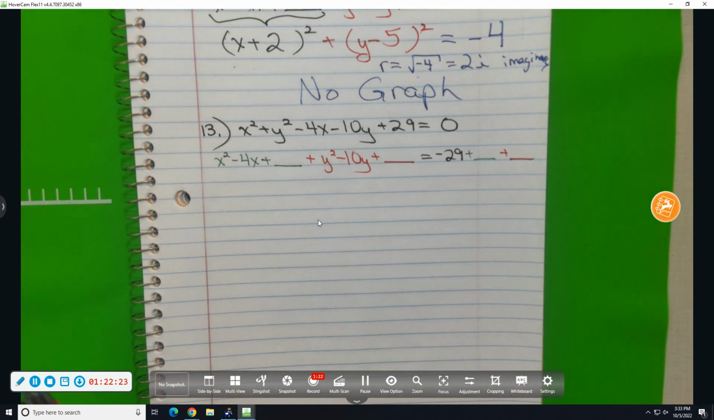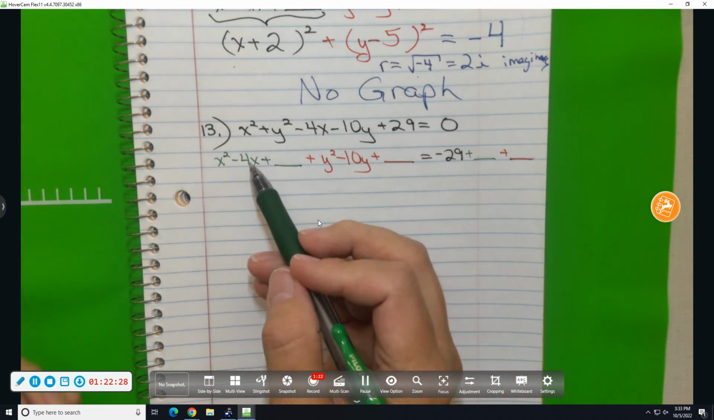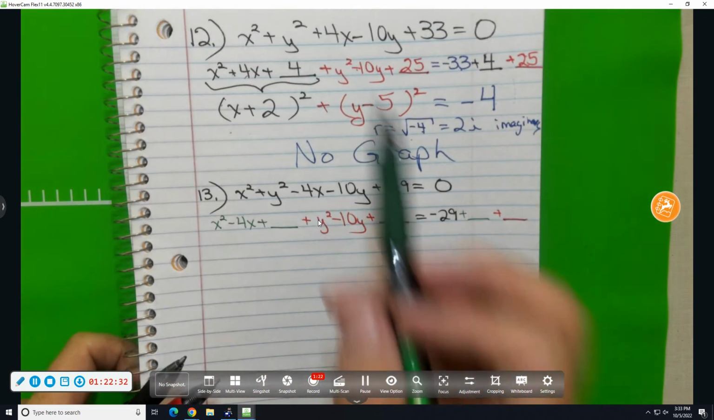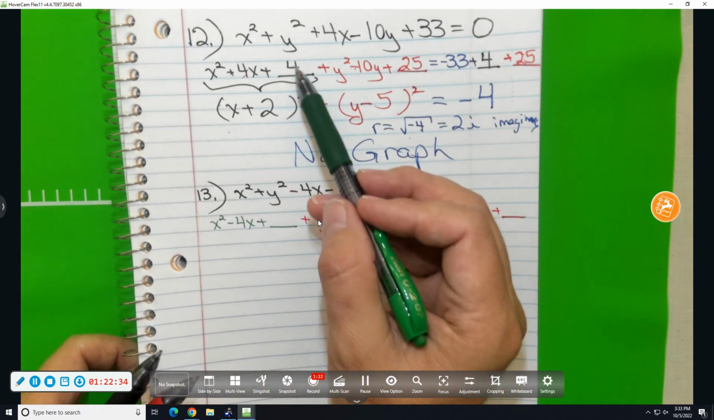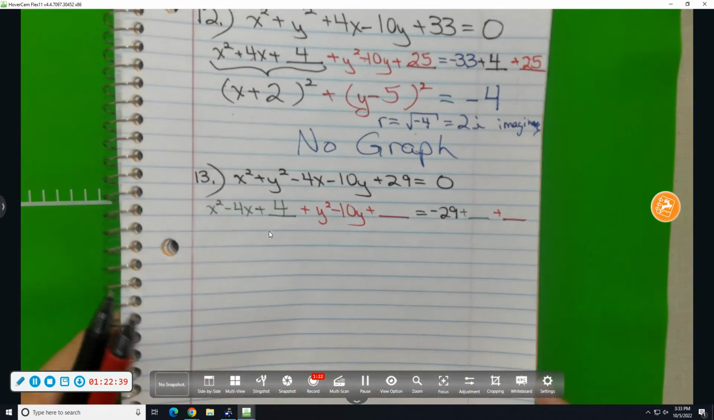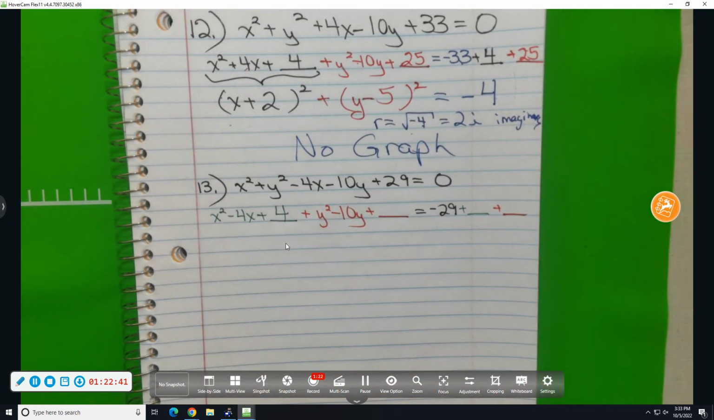So, what's going to go in the green blank? 4, I agree. Half of 4 is 2, 2 squared is 4. Look right up there. It seems like they really like to have those 4s. You keep getting a 4. Well, you wouldn't want a huge, messy number, right?